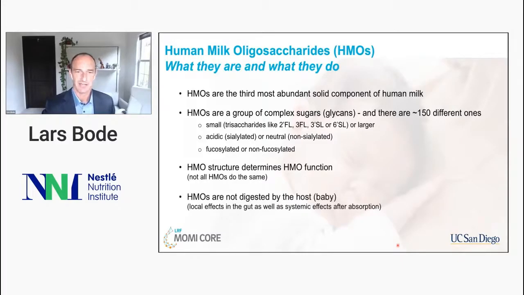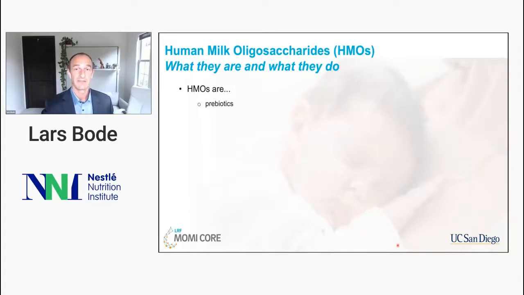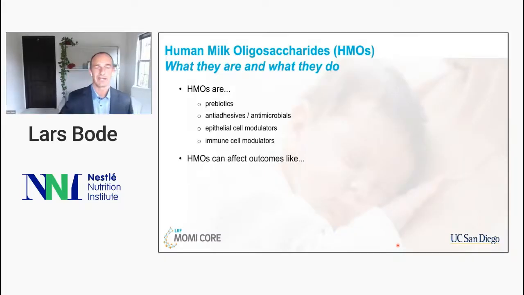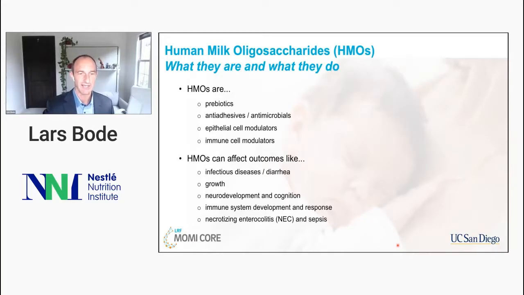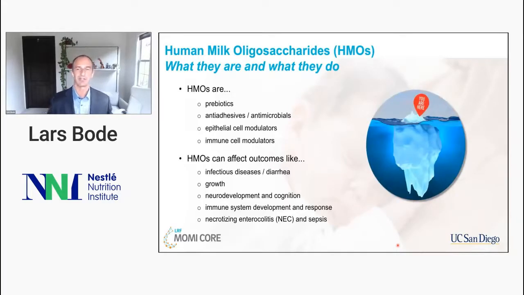There's a reason why we have 150 different ones. They're not digested by the host, by the baby. There's local effects in the gut, as well as systemic effects after absorption. They're serving as prebiotics, but they're doing so much more than just being food for bugs. They're anti-adhesive, antimicrobials, epithelial cell modulators, immune cell modulators, and a lot more. And that way they can affect outcomes like infectious diseases, diarrhea, growth, neurodevelopment and cognition, immune system development and response, and as I've shown you in the example here, particularly necrotizing enterocolitis, but we also have some data on sepsis. And once again, this is probably just the very surface, and there's so much more to discover.